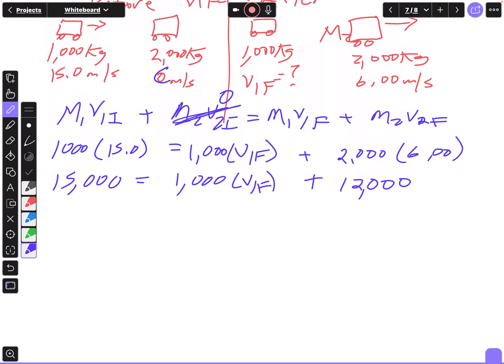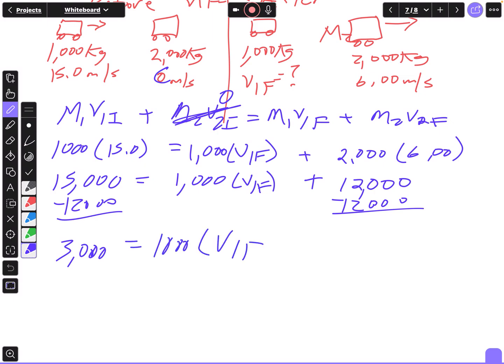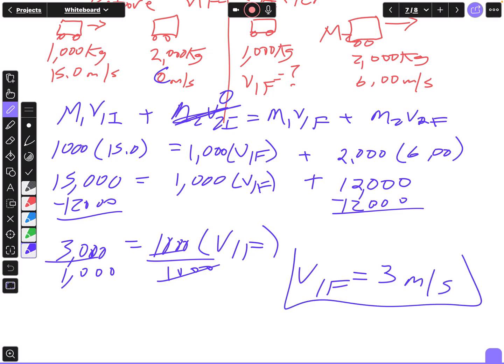Now when we get to this point, we're going to subtract 12,000 from both sides. That's going to equal 3,000 equals 1,000 V1F. To solve for V1F, I divide both sides by 1,000. V1F is 3,000 divided by 1,000, which is going to be 3. And then the units for velocities, meters per second. And it'll be positive, so it'll be moving to the right at 3 meters per second.